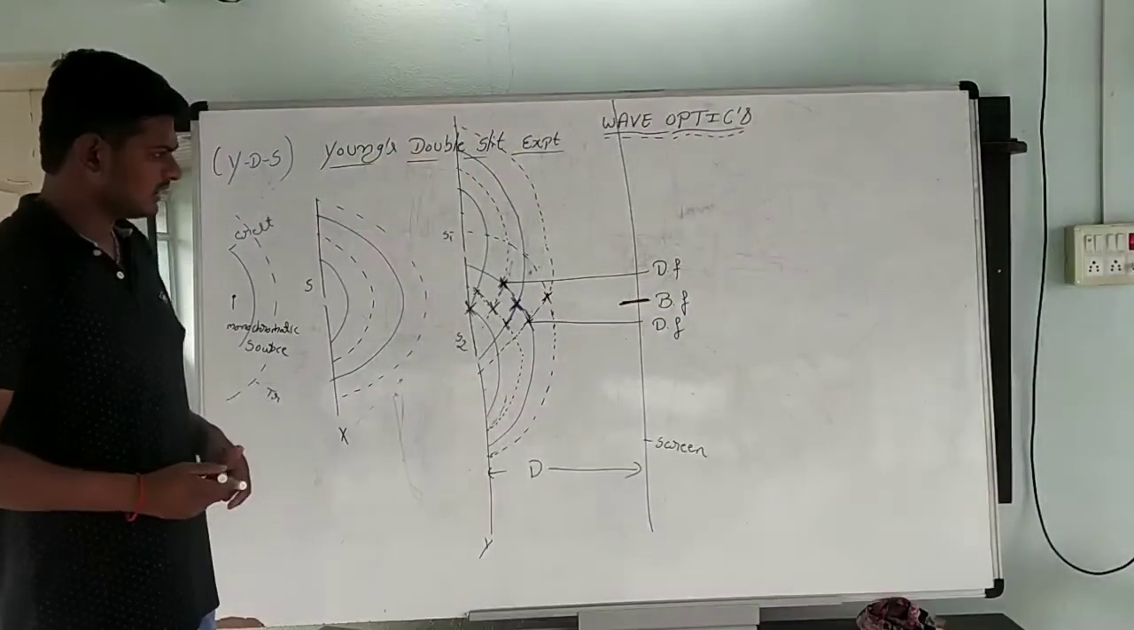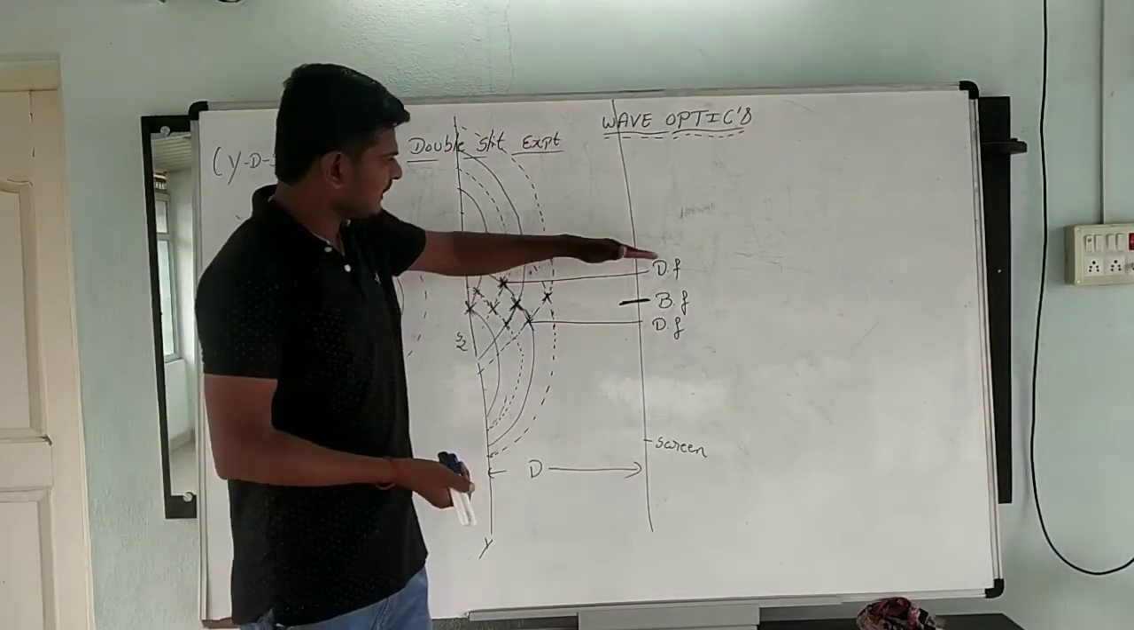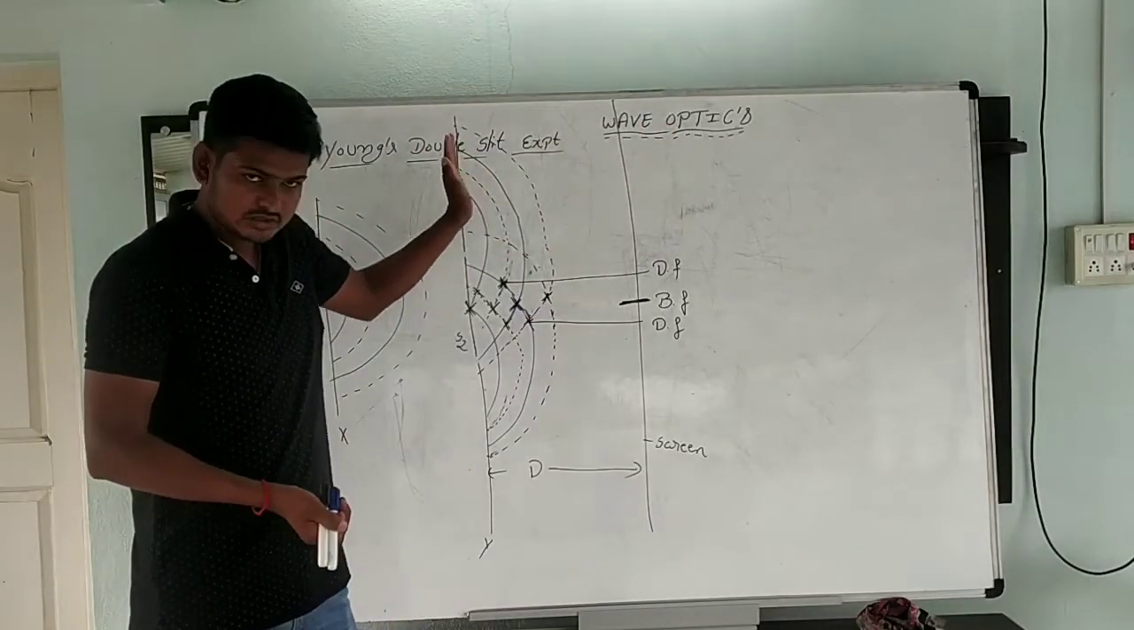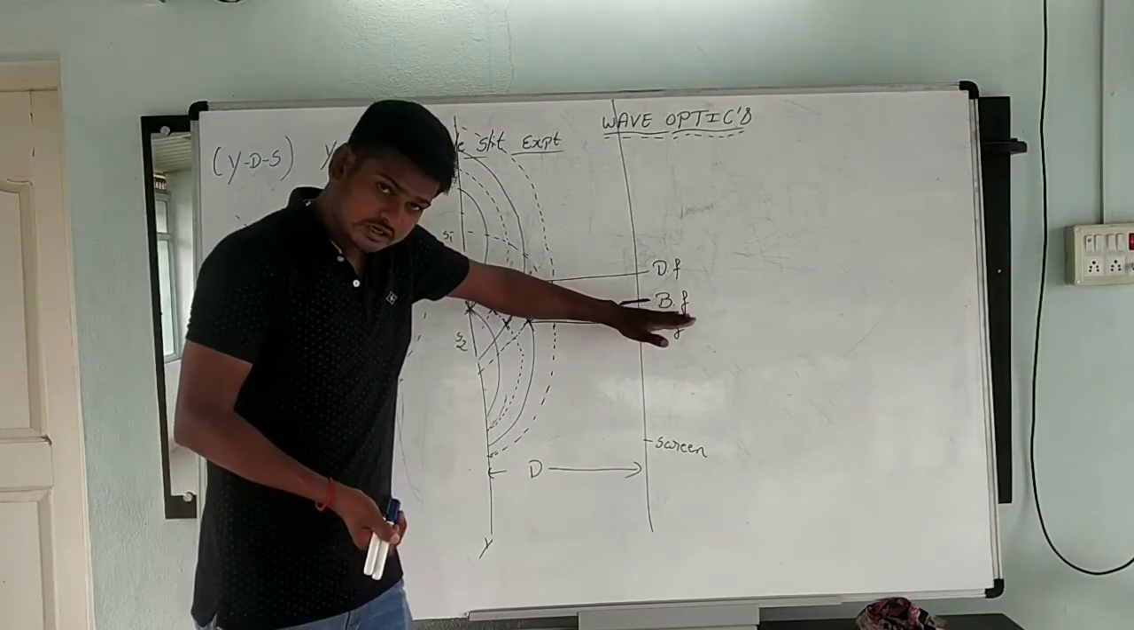Again we will get the dark fringe. Again we will move away. What will happen? Again bright fringe. Again dark fringe. When you are going to write the wave pattern, crest and trough, what will happen? Center will get the bright fringe.